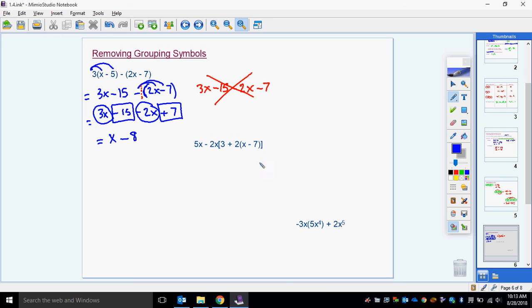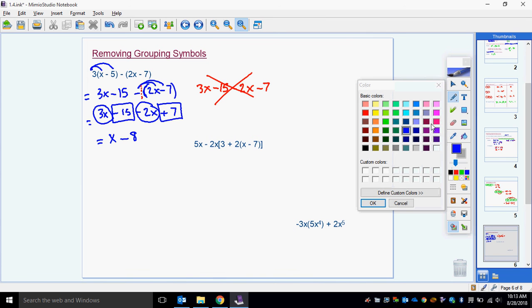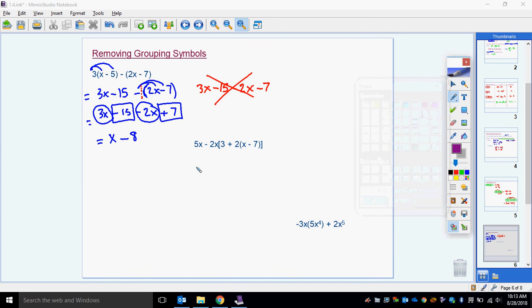Down here in the middle one, looks a little tricky because I have parentheses and brackets. Let me change colors. I'll use purple. Okay. So let's start with the innermost, the parentheses. So I'm going to drop down everything that I haven't used. And I want to distribute my 2 to both the x and the negative 7. So I get 2x minus 14. Okay, I got rid of my parentheses. Now I just have brackets.